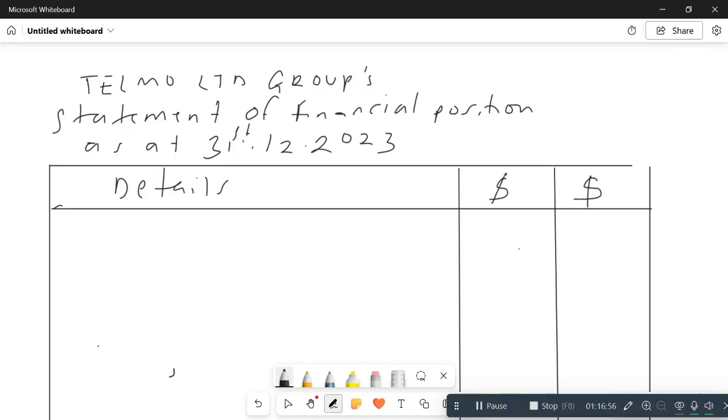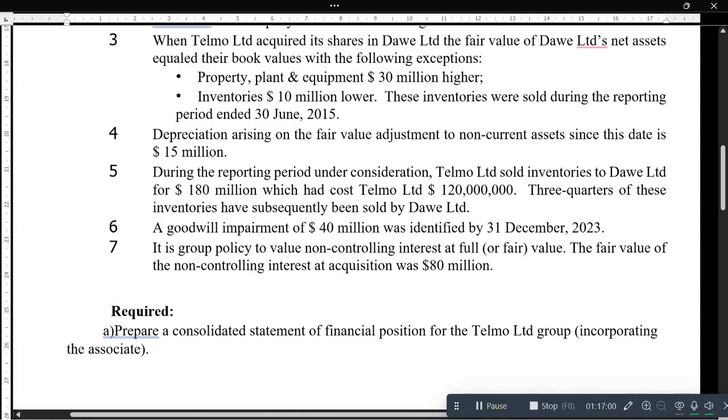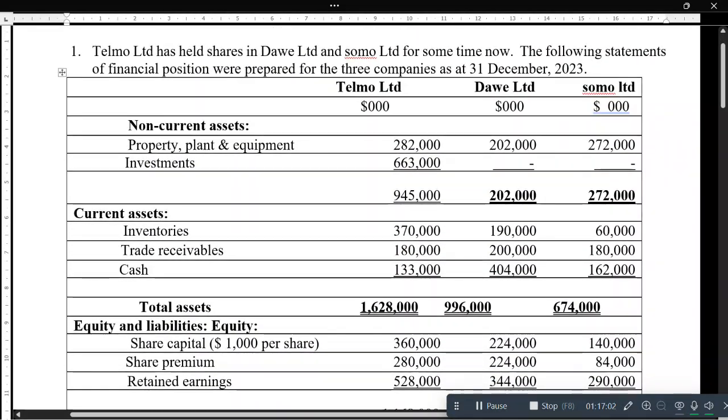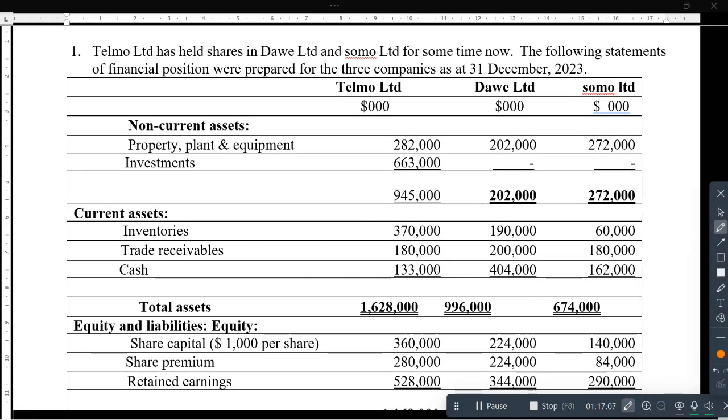Let's start. We are going to use the question which is given, this one. Remember, don't forget, I told you as we are consolidating, we are only concentrating on parent and subsidiary. This one of associate, don't consolidate it. You leave it aside. We are only adding items of parent, that is Telemo, and items of subsidiary, that is Dawe. For Somo Limited, that is our subsidiary, we shall only bring investment in subsidiary and non-current asset. Let's start.